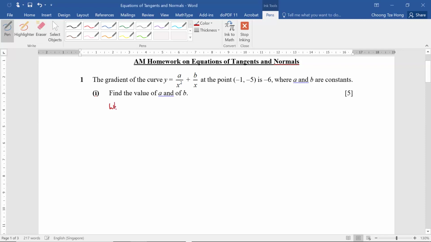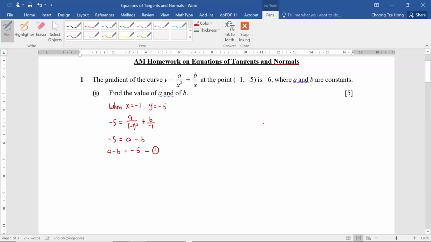So when x equals -1, y will be equal to -5. Right, so let's sub the y and x inside. So -5 equals a over (-1) squared plus b over -1. So you have a minus b, right? So I'm going to write this on the left side. So a minus b equals -5. So this is going to be our equation 1.